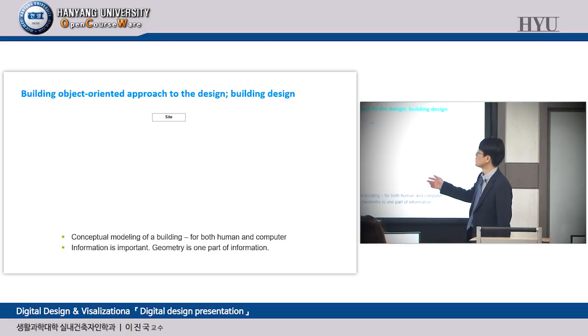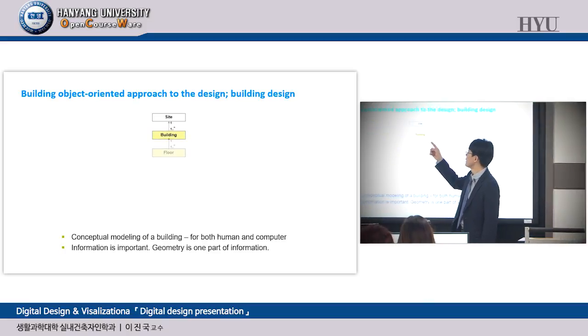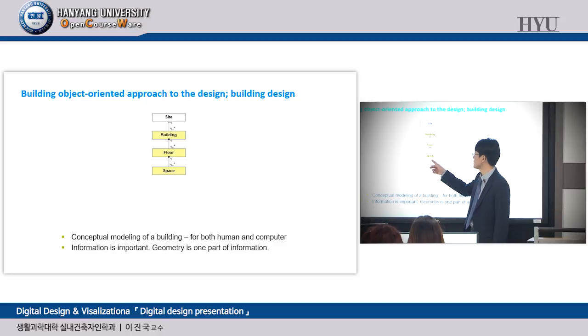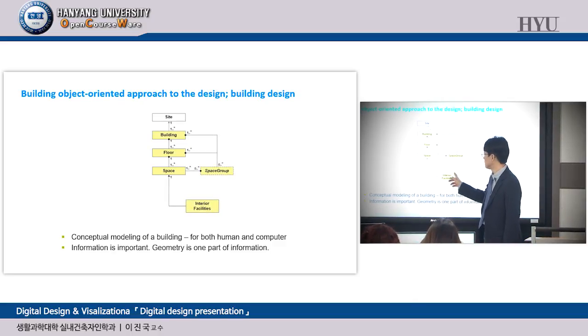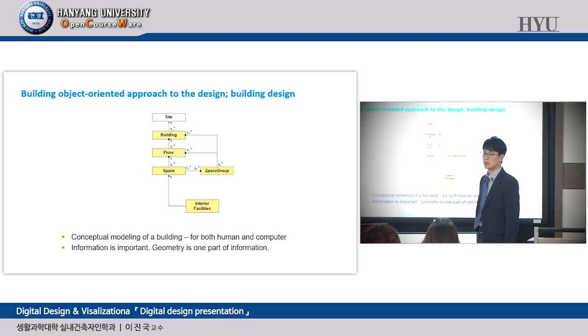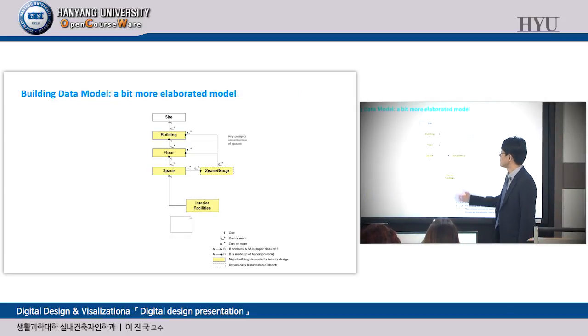Let's take a look at this one. Site has building, building has floors, floor has spaces. Spaces can be grouped by anything: interior facilities, finishings, furniture, anything can be one part of the space object. This is the architectural fundamental approach when you are designing something, okay?